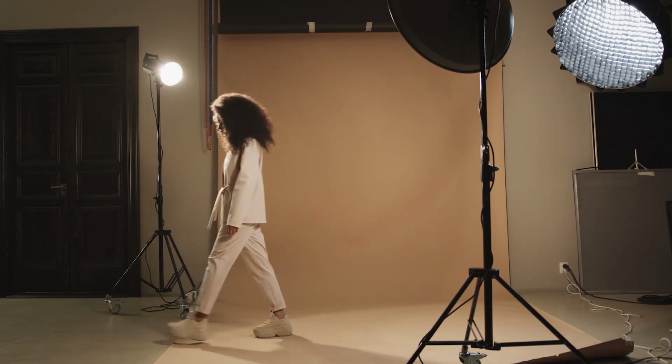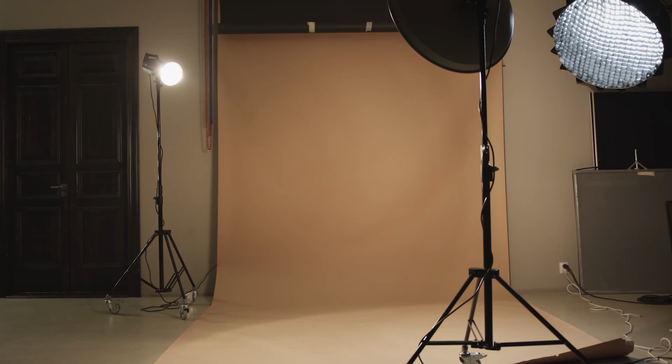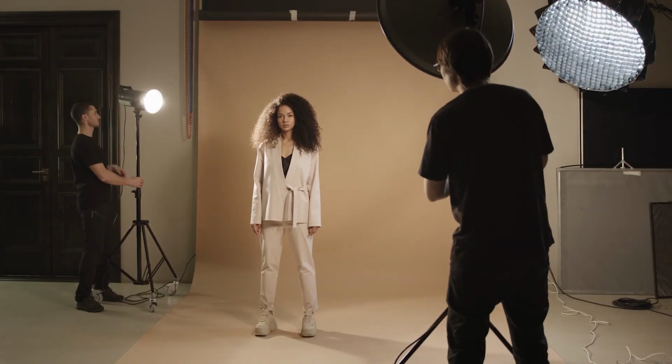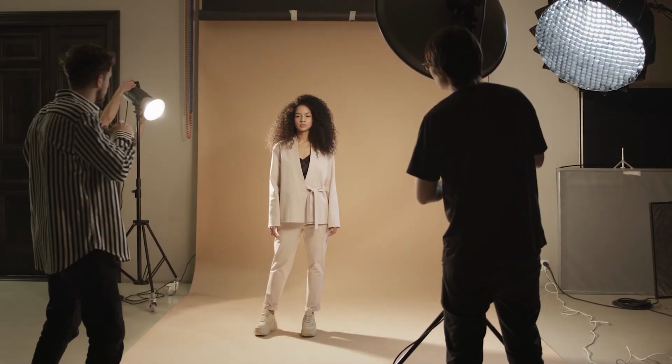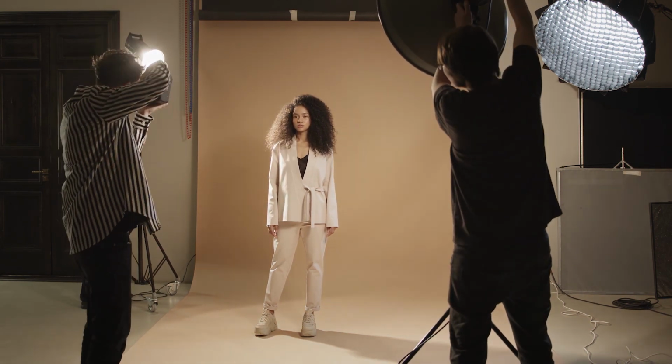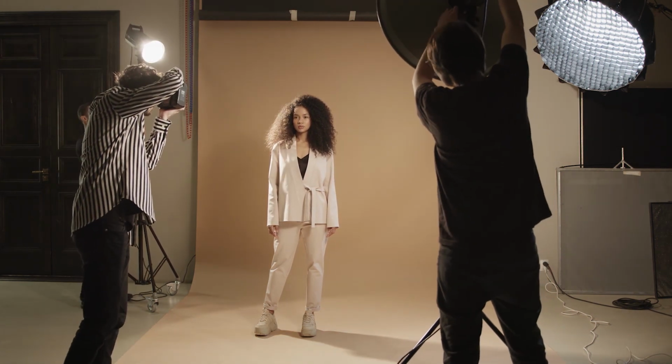Last but not the least is the backlight. A backlight is a hard light which comes from the opposite side of the key light, and it helps to create an outline and differentiate the subject and the background. Well, that's all about the lighting: fill light, key light and backlight.